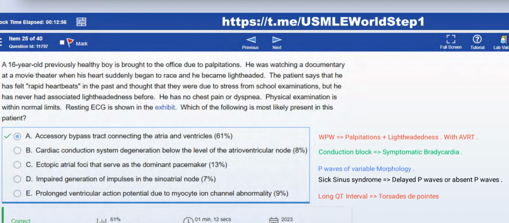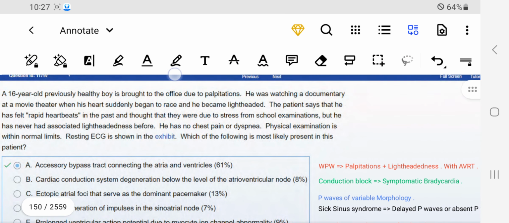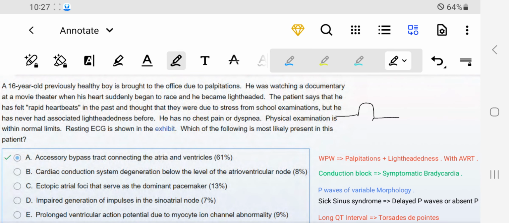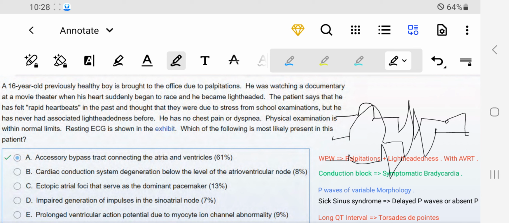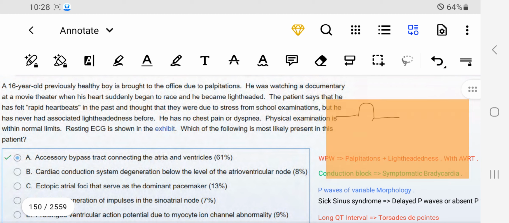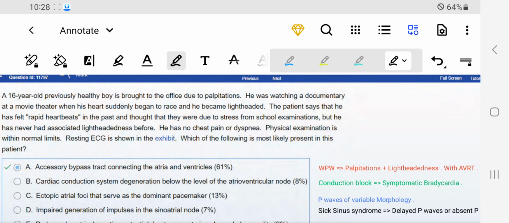Why not option C? Ectopic atrial foci that serves as the dominant pacemaker. Because of that, the P waves would be of variable morphology. They would show different morphologies, right? Like normally, let's say, on ECG, some would give a very high peak, other ones would be normal, while some would give a very small peak. So just like that, there will be variation in the P wave morphology.